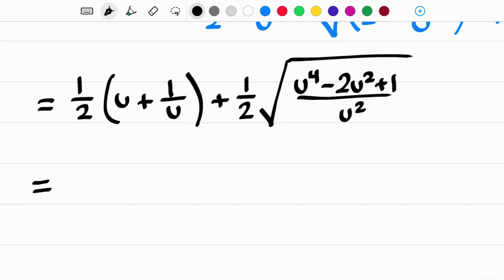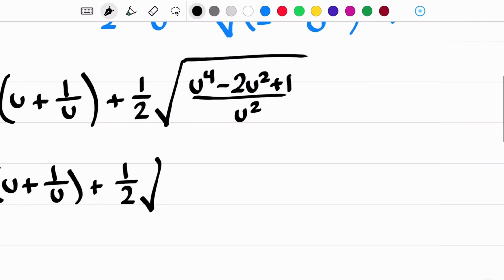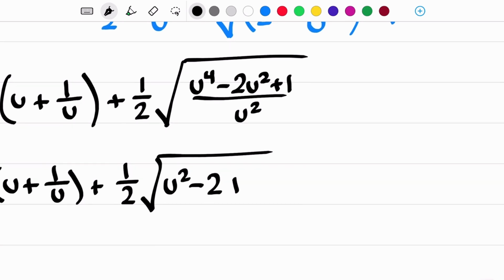Alright, so I'm going to rewrite this term down here now, and we're going to do a bit more simplifying. And then I'm going to divide everything out that's underneath this square root. So u to the 4th over u squared, that's just u squared. Negative 2u squared over u squared, it's just negative 2. And then plus 1 over u squared. This final term doesn't simplify any further.